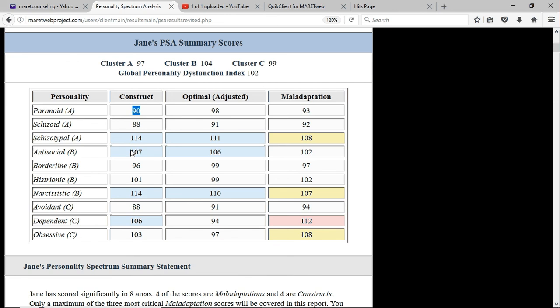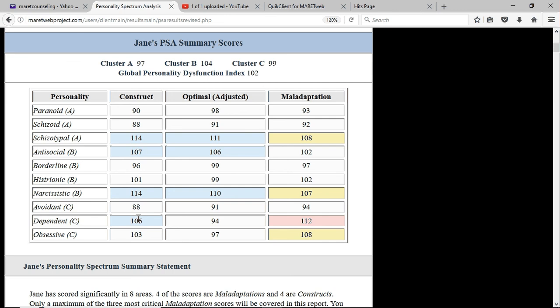We have 114 and 114. Narcissistic, schizotypal. As far as constructs, those are the two highest constructs in the matching scores. What that says to me is, irregardless of whether a person picked optimal or maladaptive items, they picked schizotypal. They picked narcissistic. There was a favoring of items, optimal, maladaptive, doesn't matter. They picked narcissism. They picked schizotypal.